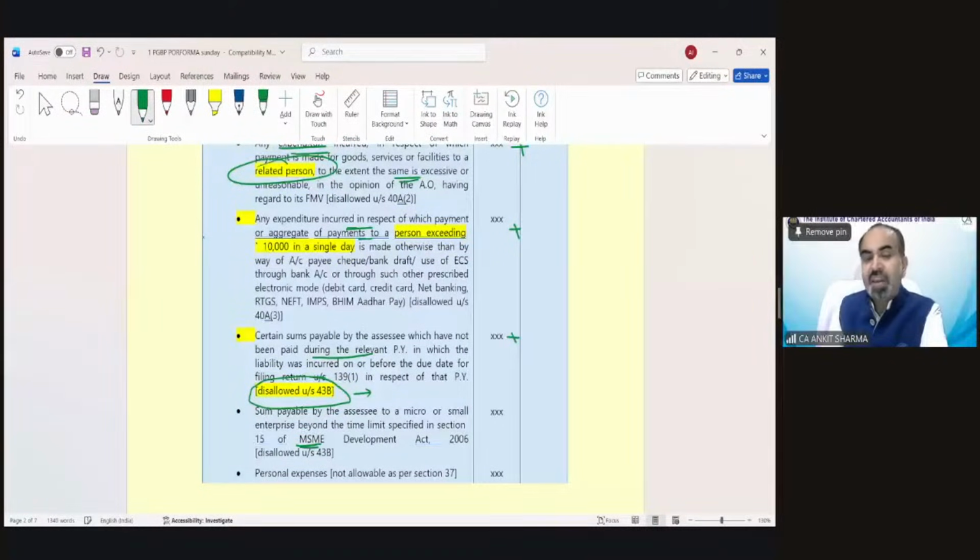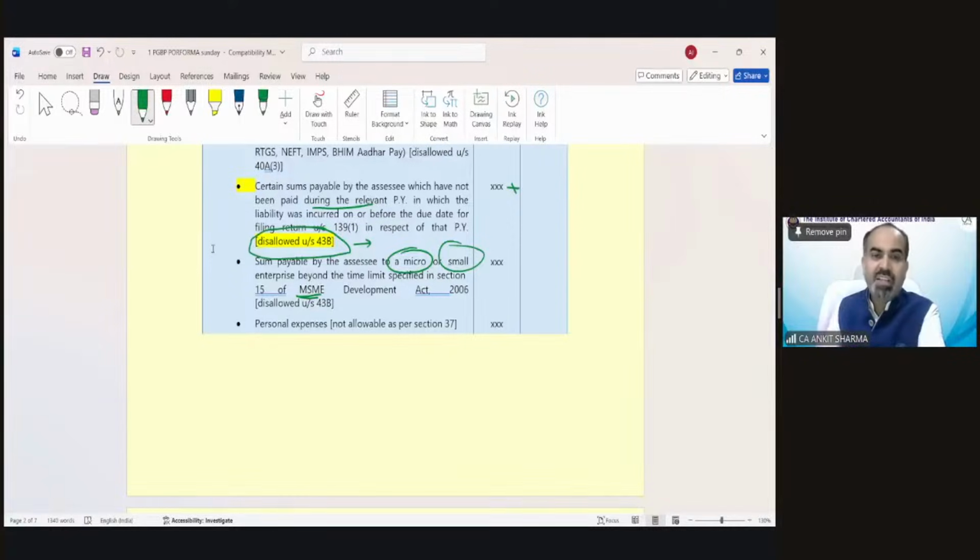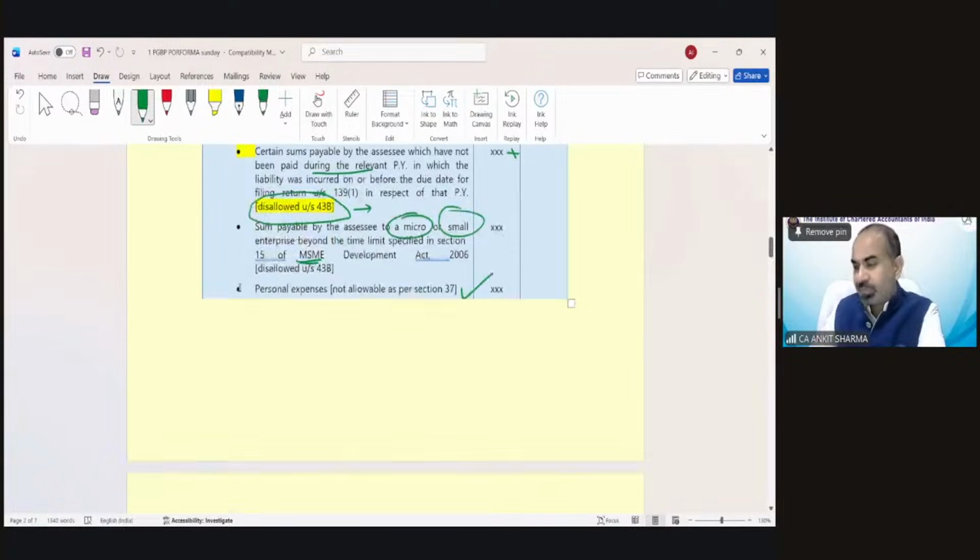MSME provision is very important. You have to check that if there is a micro or small enterprise, the payment should be made as per section 15 of the MSME Development Act, which has been discussed under section 43B. And remember, this is applicable only on micro and small enterprises. It is not applicable on medium enterprises. Personal expenditure, as we all know, is not allowed.